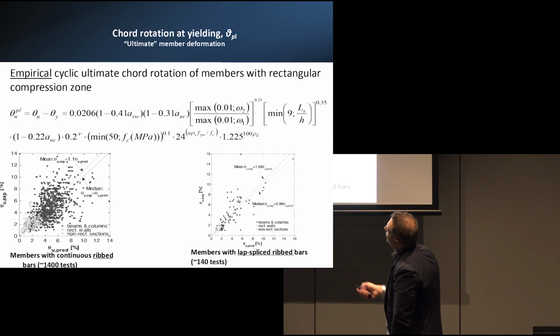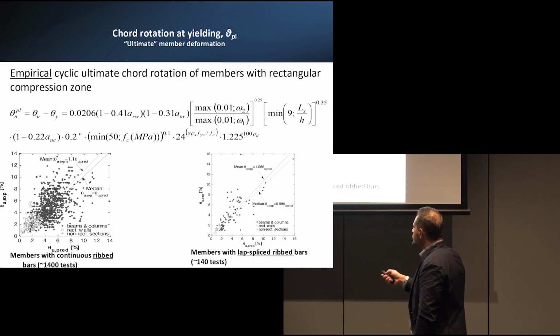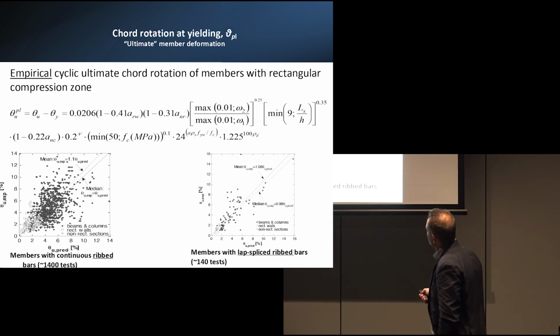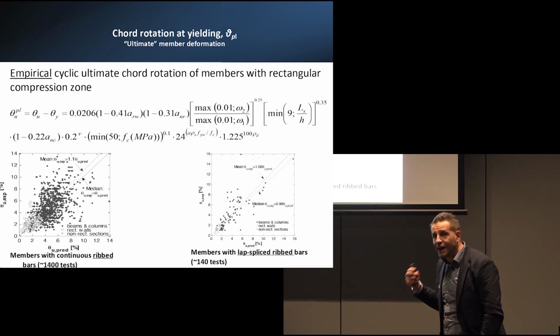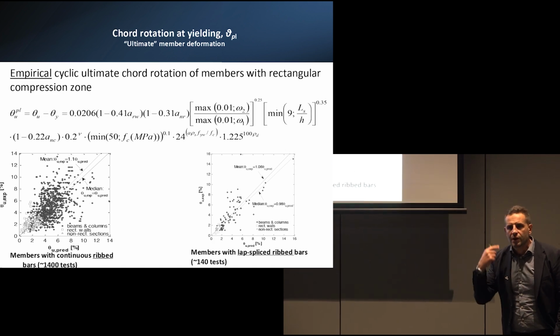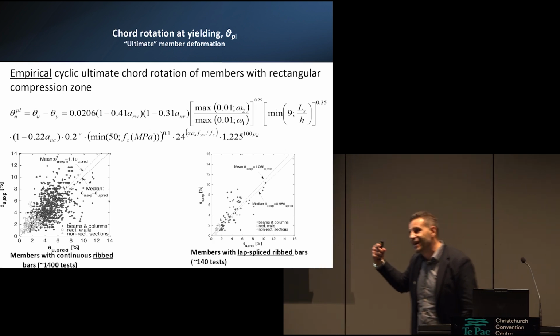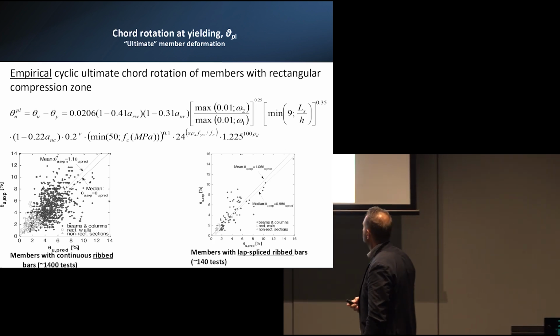And this is an example where you can see, with deformed bars, the data. When you look at lap-spliced plain round bars, you have far less. That should always ring a bell, right? Because remember that these are empirical formulations.